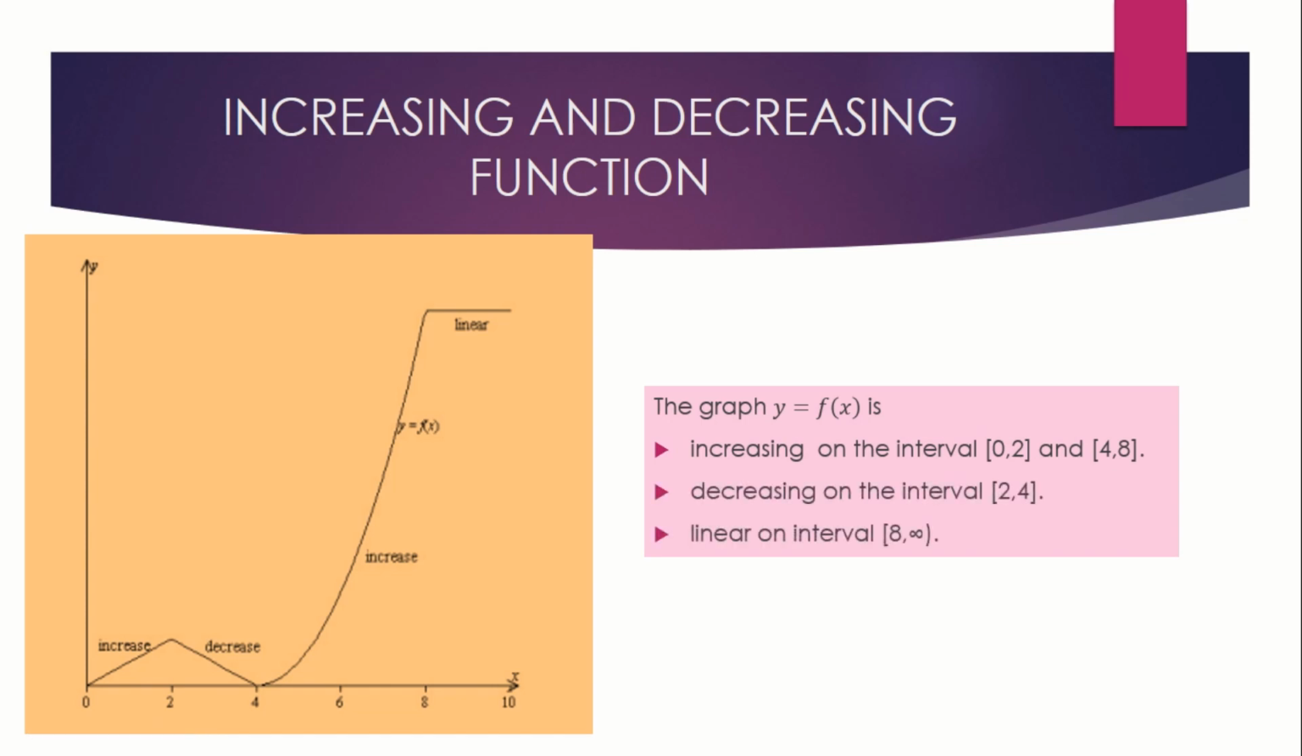Alright, so we write here, f is increasing on interval 0 to 2 and also increasing on the interval 4 to 8, and the graph is decreasing on the interval 2 to 4, and it is linear on interval x greater than 8, or 8 to positive infinity.